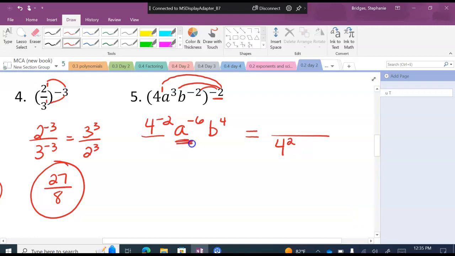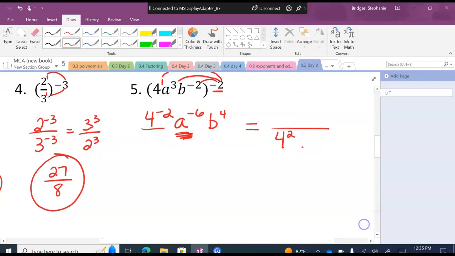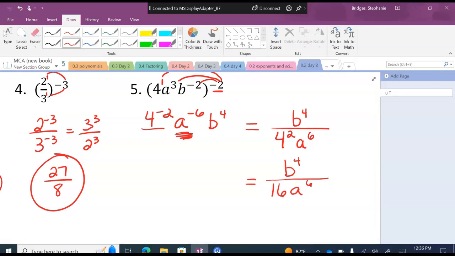What about the a? Does that have a negative exponent on it? Okay, so it's also going to move where? To the bottom, and that becomes a to the positive 6. What about that b? Does it need to move? No, so it is going to stay at the top. The only thing I ask is don't leave it as 4 squared. Write out what 4 squared is. What is 4 squared? 16. And then the last thing I would check is, do I have anything that can reduce? Anything that's the same at the top and the bottom? No, I don't. So I would leave my answer just like that. B to the 4th over 16a to the 6th.